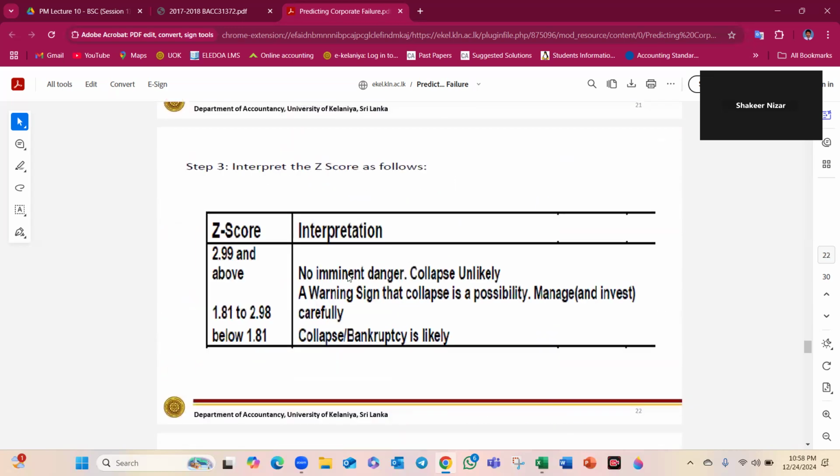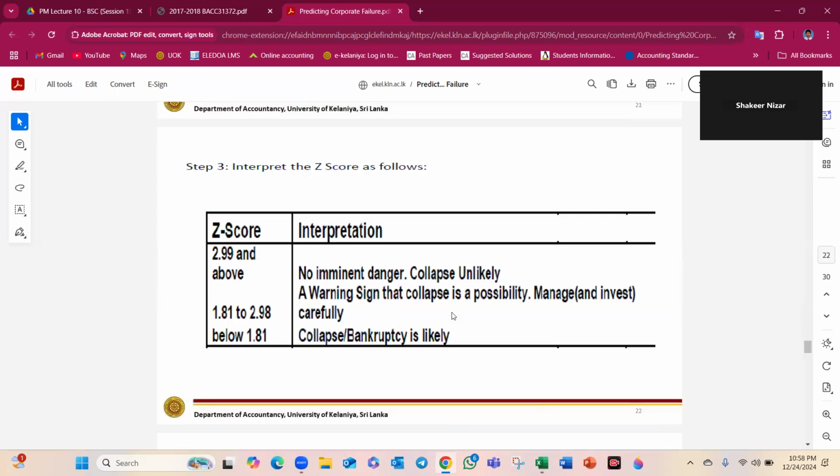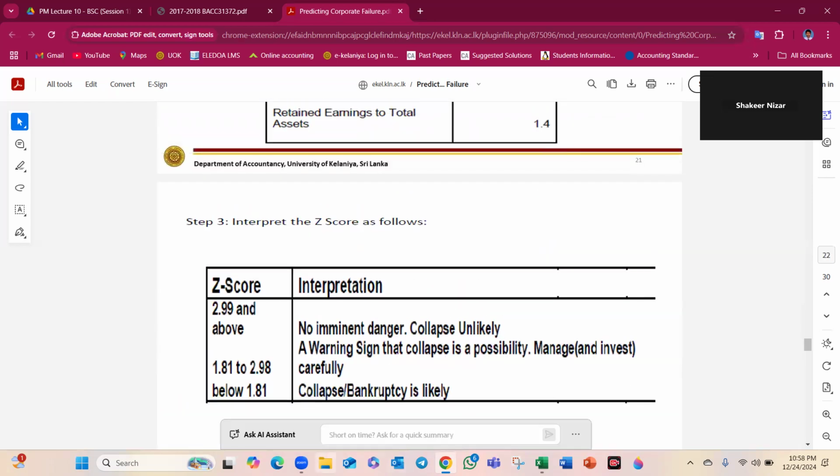Now the interpretation. If our calculated Altman Z value is greater than 2.99 and above, there is no imminent danger, and collapse is unlikely. If the Z score falls between 1.81 and 2.98, it is a cautious range. If it is below 1.80, bankruptcy is likely. So that is the theoretical idea.